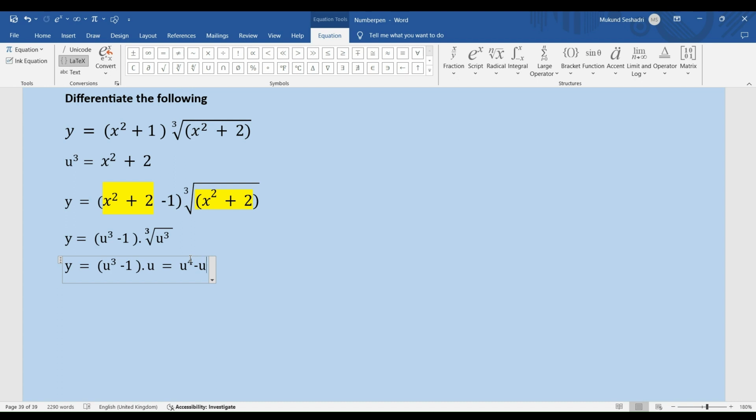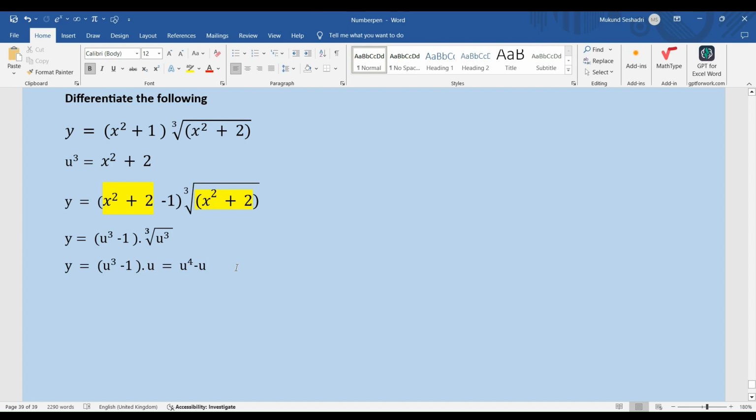So now I have my y in terms of u, and just take a look at this expression. It looks a lot simpler than our original expression, right? And this is why we made the substitution u cube equals x square plus 2, because I will be able to get rid of my cube root from the derivative, right? Now, after making this substitution, we know what we will have to do. The famous chain rule comes into play, right?